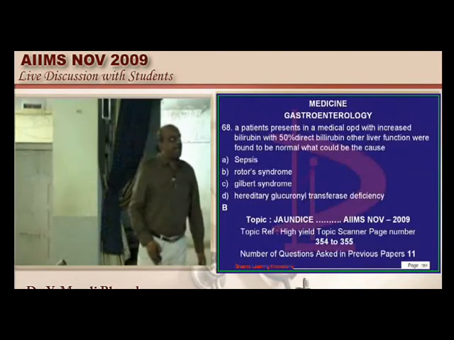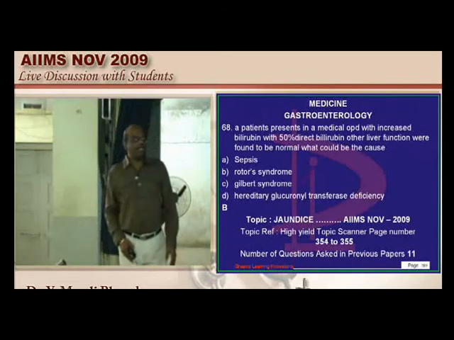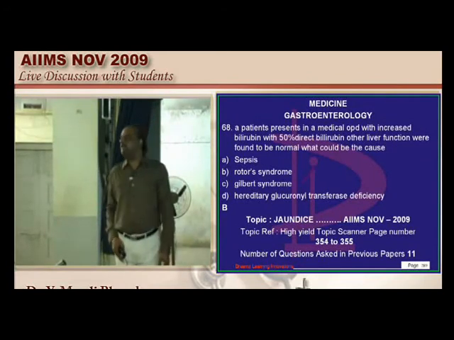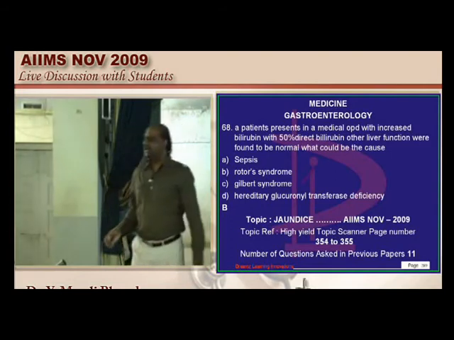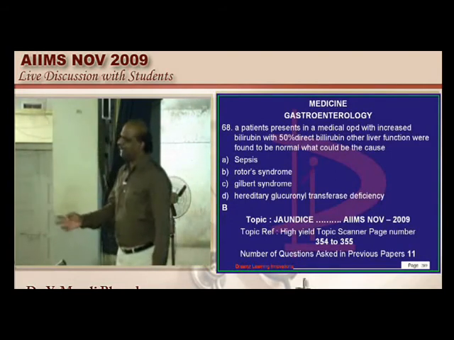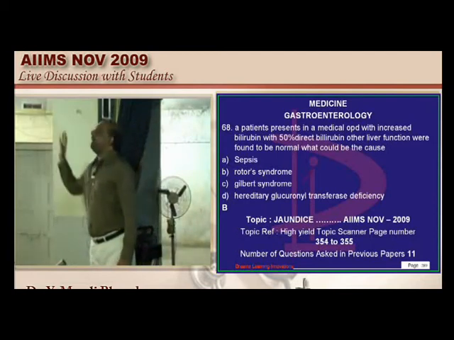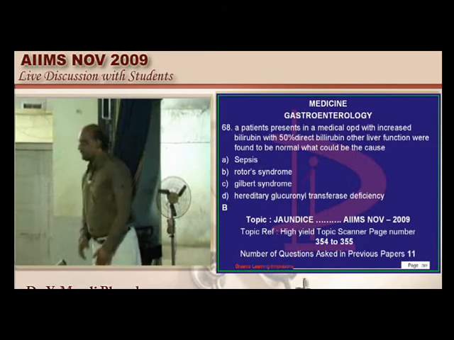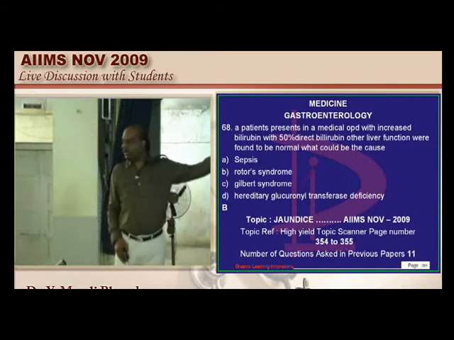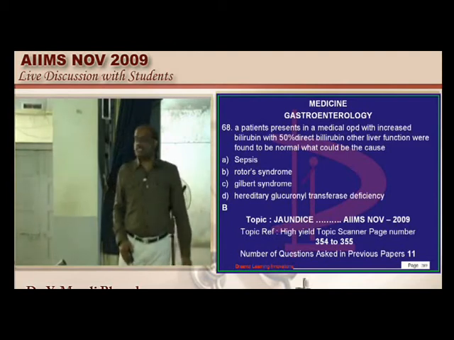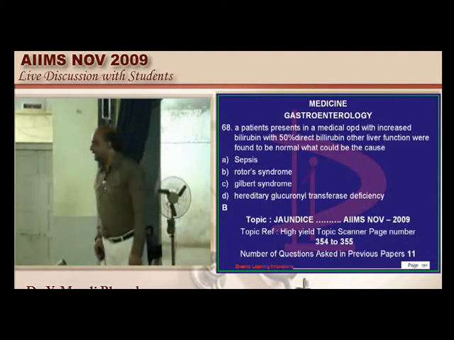Now a patient in medical OPD has got an increased direct bilirubin to 50%. Then what is your diagnosis among this? It is Rotor syndrome. Very simple question this is. Simply the examiner is asking which is a conjugated hyperbilirubinemia among them. So Rotor is the only conjugated, whereas Gilbert and hereditary glucuronyl transferase deficiency like Crigler-Najjar, they are all basically not conjugated in nature, is what needs to be remembered.